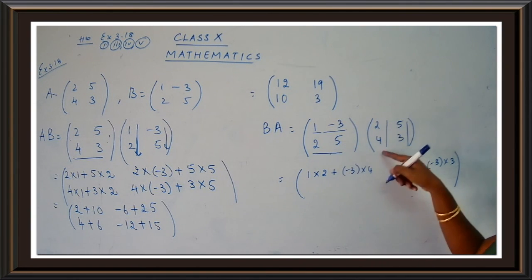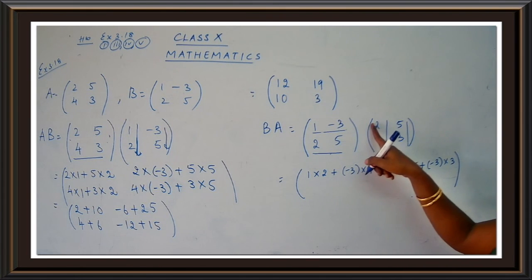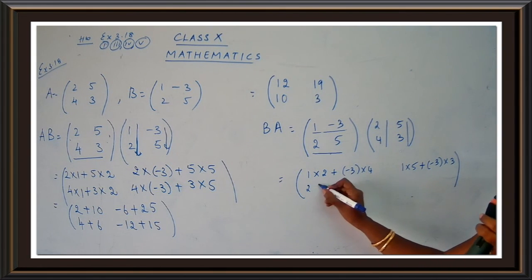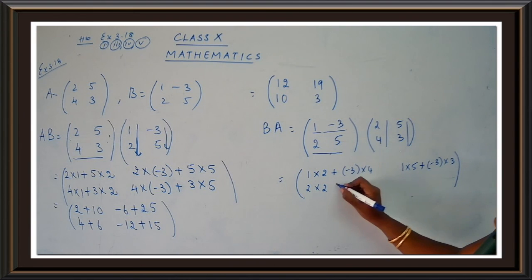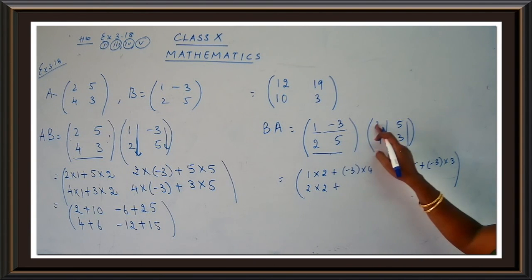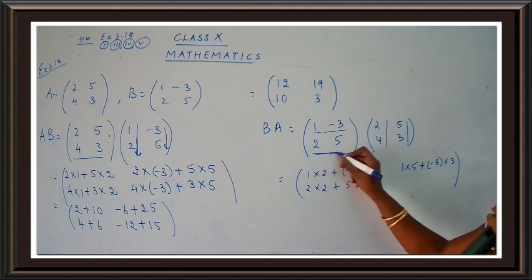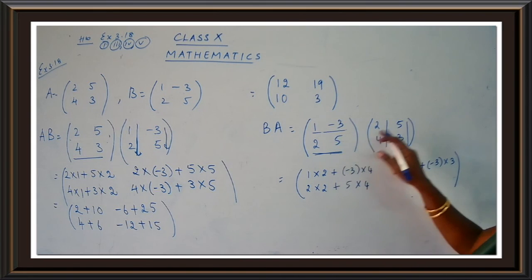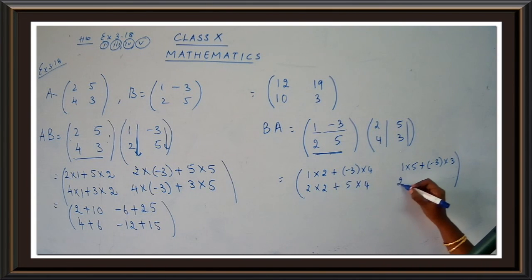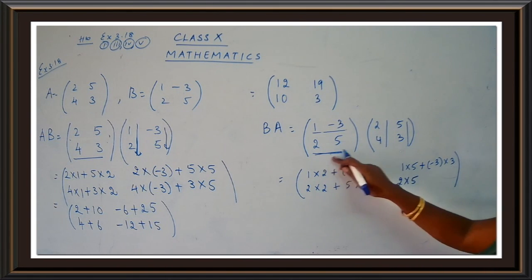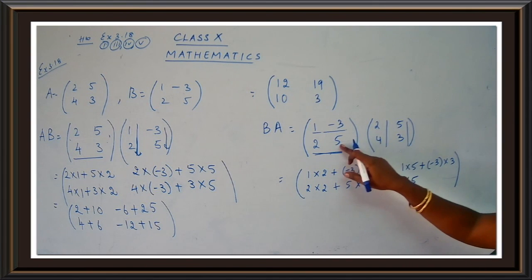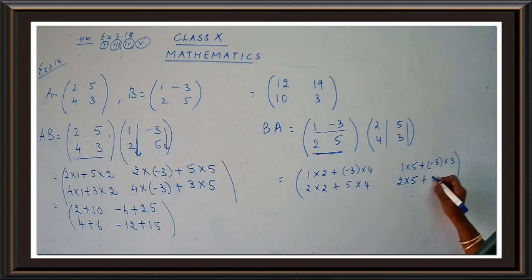Now, second row, first column. 2 into 2, 4. I'll put here 2 into 2. Okay. Main sign plus, 2 into 2 plus 5 into 4. Next, 2 and this one. So 2 into 5 plus 5 into 3. Getting my point?